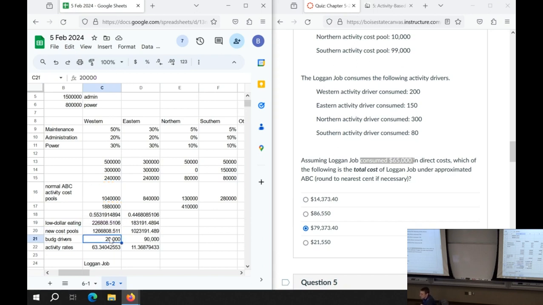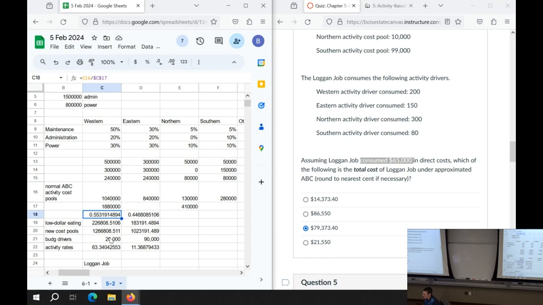So you took the sum of Northern and Southern, and then you took that and multiplied it by the proportion of the high dollar cost pool that each high dollar cost pool is. Sorry, what was that? Yeah, no, there's a lot packed into that statement.